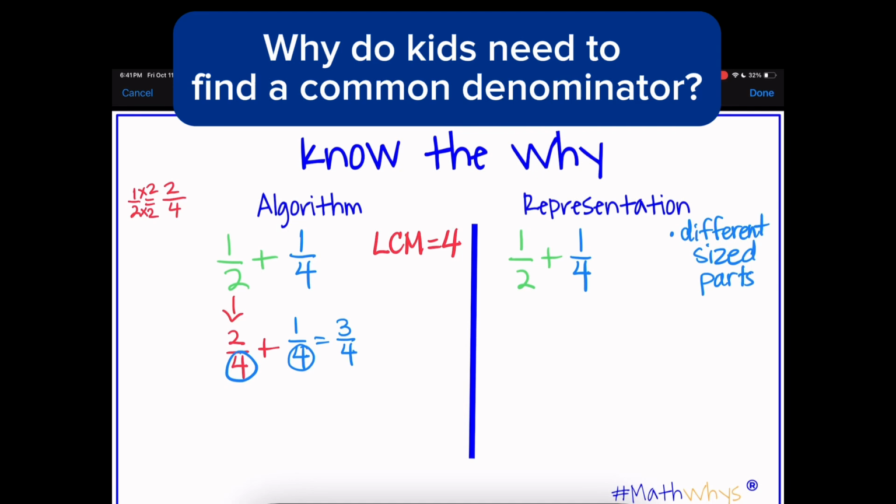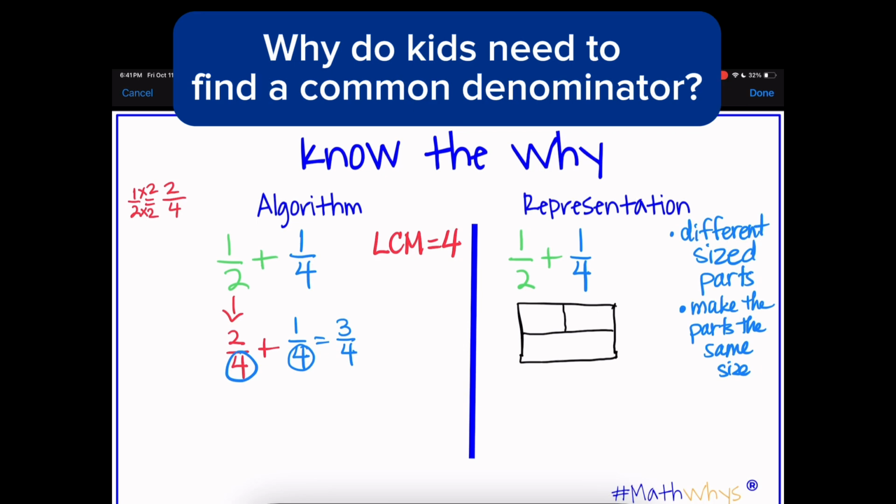And the way they do that is by partitioning. And so this is what we're going to look at as far as the representation goes. Now, this is something that kids can do if they are struggling, but this is not something that I would recommend that they spend all of their time on just learning this strategy, because it becomes more difficult to draw representations when the fractions become more complex.